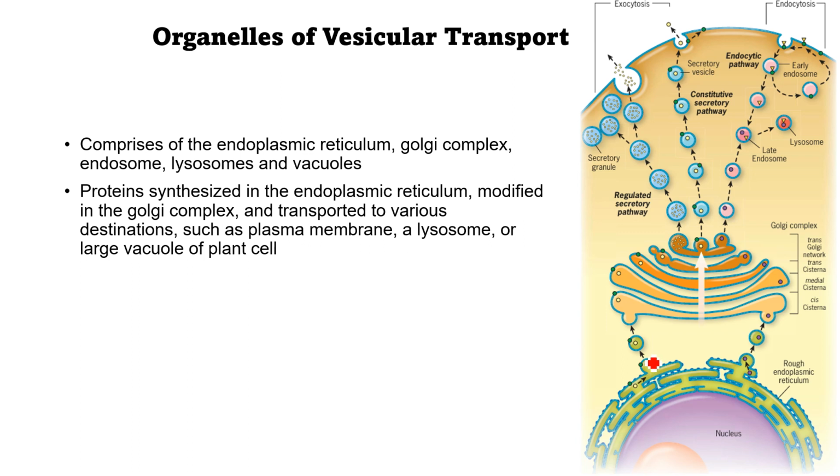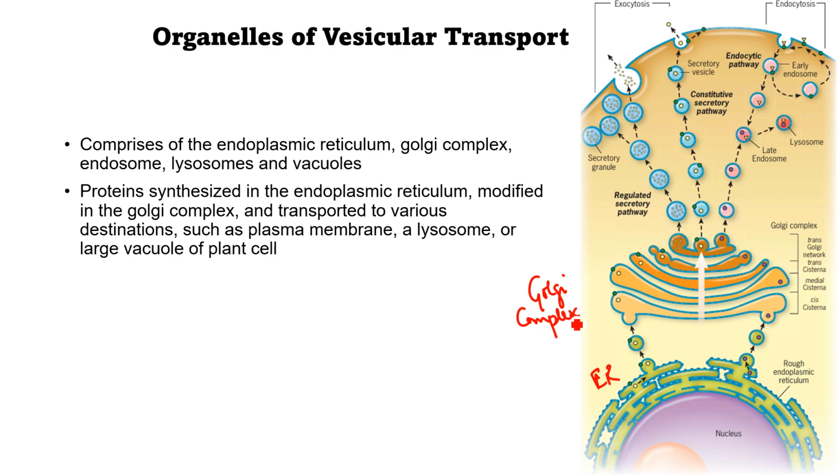Then with the help of these vesicles, these protein molecules, or it can be lipid molecules or any substances, move from the endoplasmic reticulum to the Golgi complex, right? So this is Golgi, then medial Golgi, trans Golgi network. All these concepts you can get in any standard cell biology book. So what is the function of the Golgi complex?